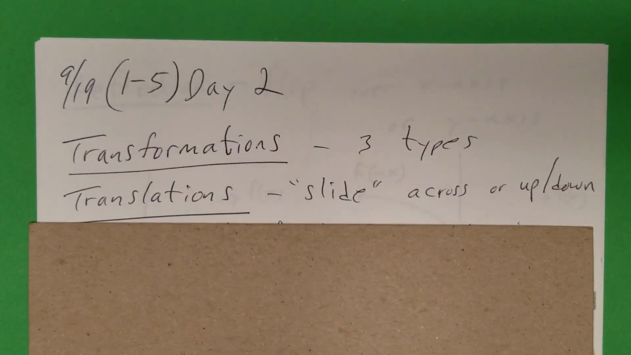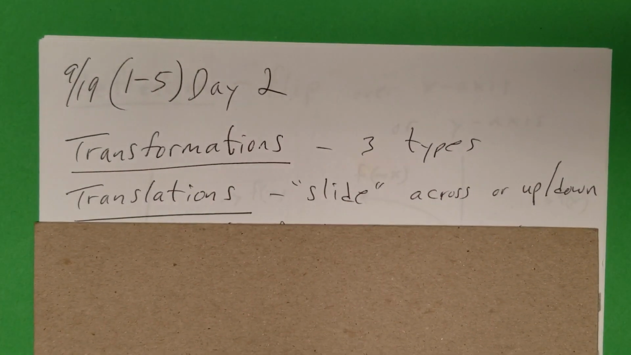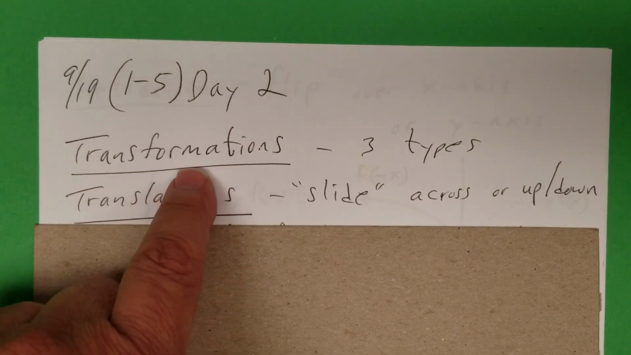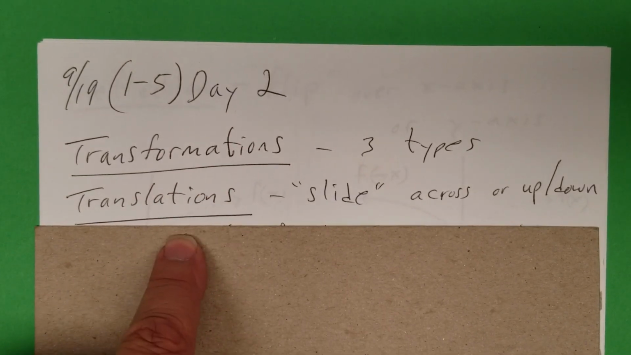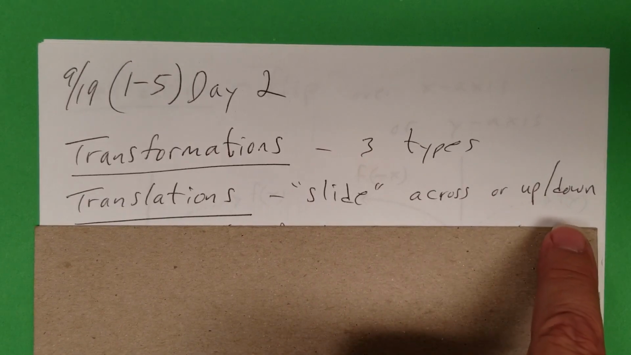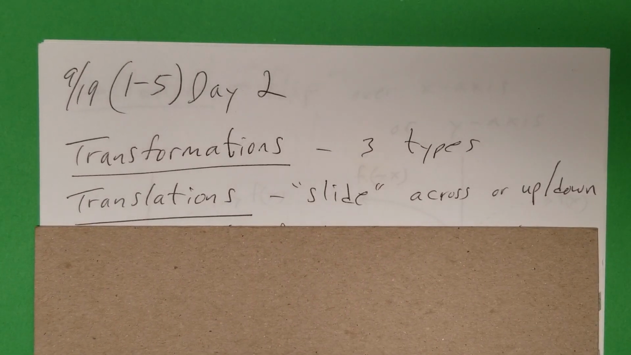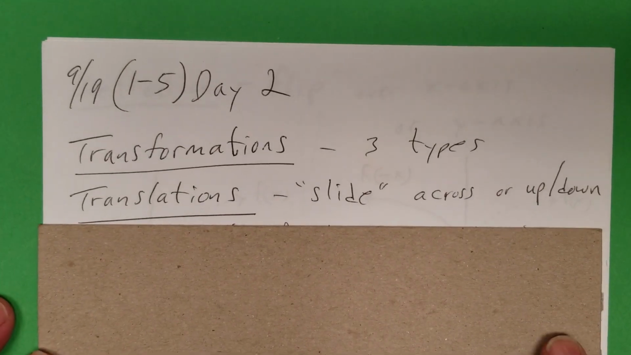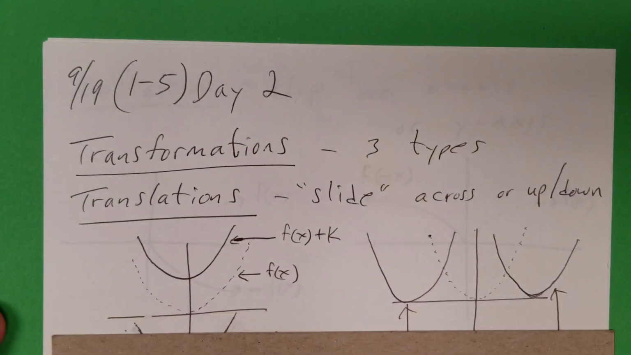So the first type is called translation. Not transformation, that's a different word, translation. That's when you slide across, left to right, or maybe you slide up and down. But you don't change the shape, you just slide the whole thing. Here's an example.